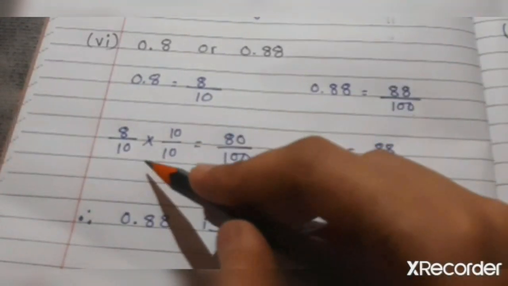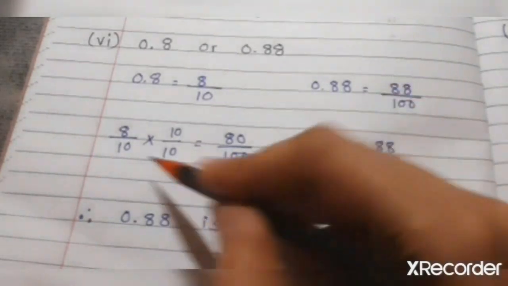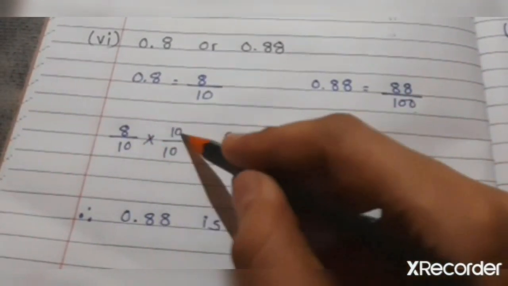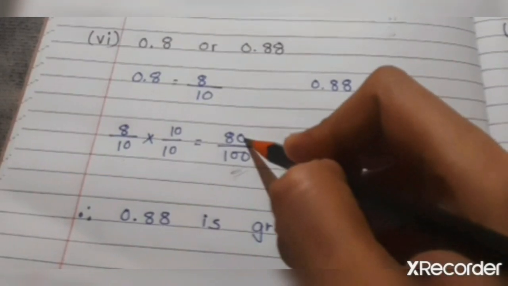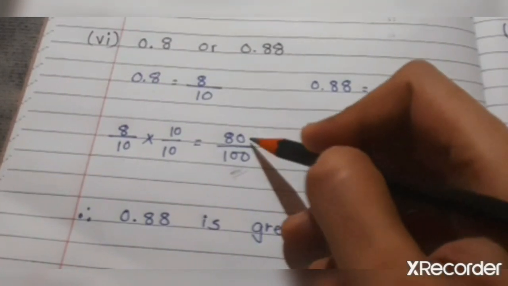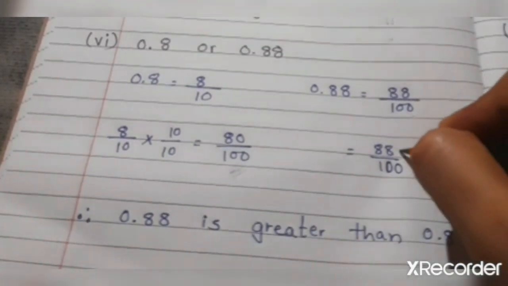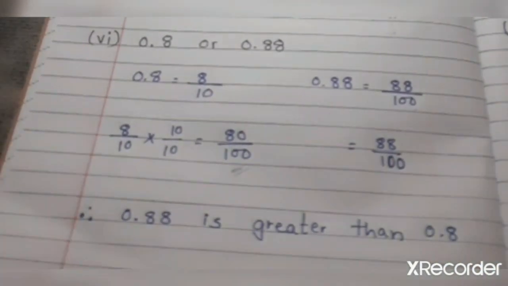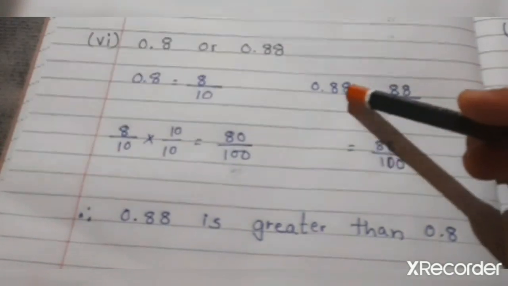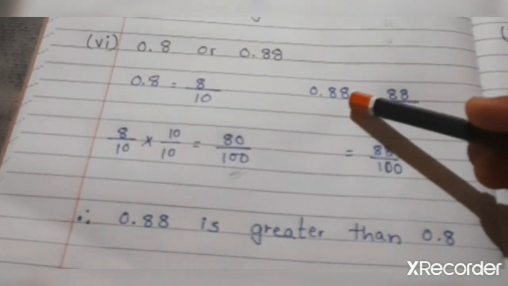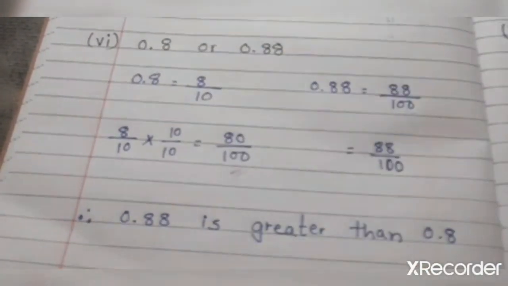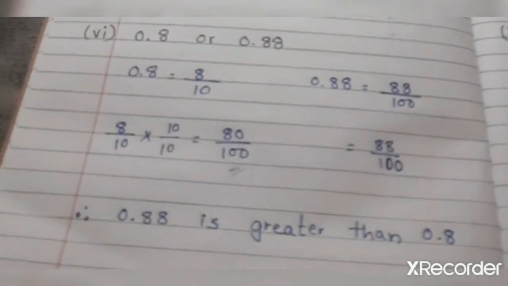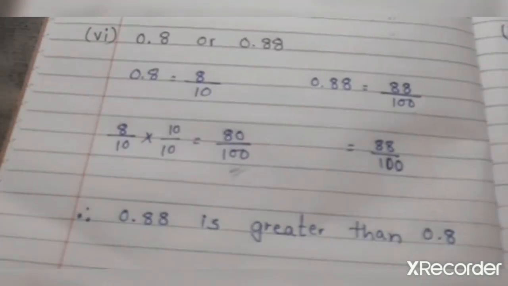So to get denominator 100 we will multiply it with 10. 10 tens are 100 and 8 tens are 80. 80 hundredths is bigger or 88 hundredths is bigger? This one is bigger. So obviously 0.88 is greater than 0.8. In this way you can find out the greater decimal.